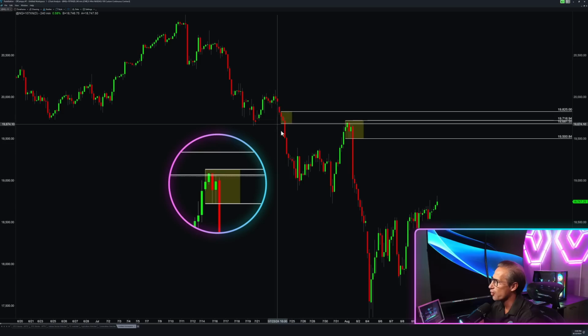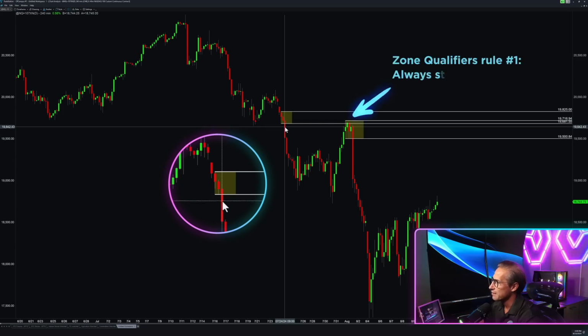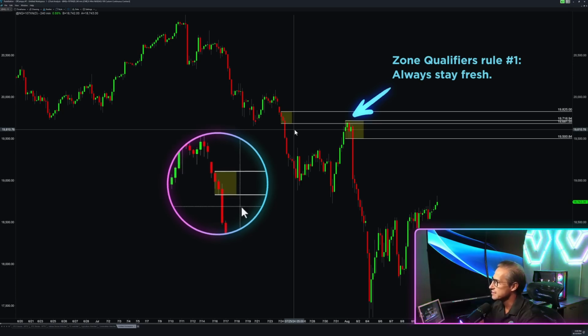So that zone is already used. What we would call it's not fresh anymore. So it's not a valid supply zone here anymore. And this is one of our zone qualifiers. Zone qualifiers I will cover later on in the course.